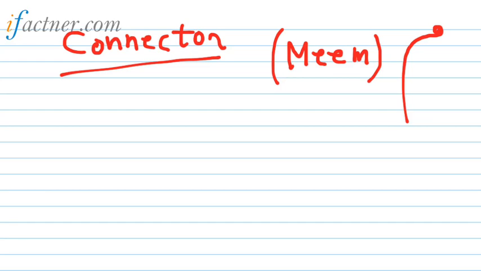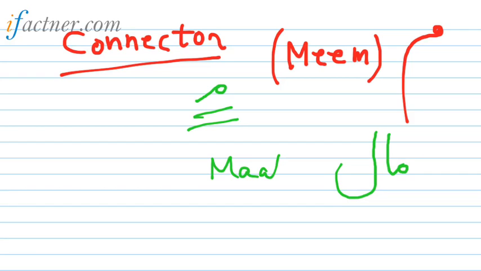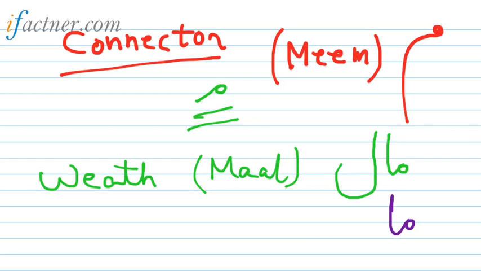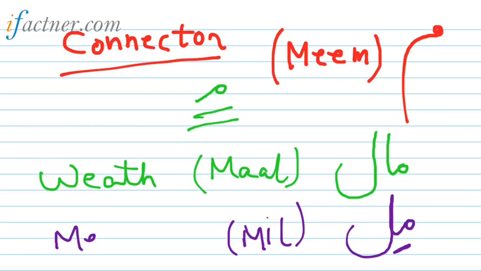And mim is a connector just like lam, and the shorter version of mim is written like this. So we have just discussed there is a word called mal. Mal means wealth. Then there is another word called mil. Mim zer lam, mil. Mil means to meet.